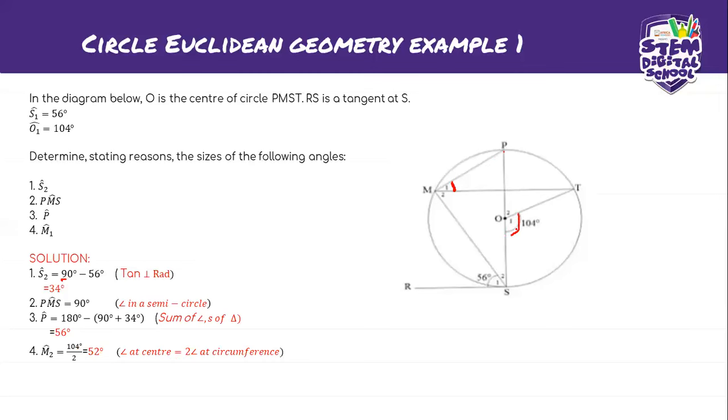This angle here at the center is twice this angle at M2, right? If we say 104 divided by 2, then we're getting 52 degrees, right? But remember, we haven't answered the question. We're still looking for angle M1. Then let's proceed.